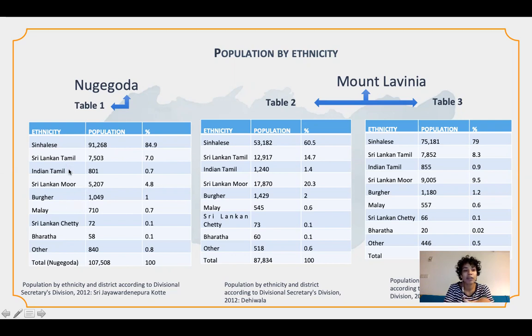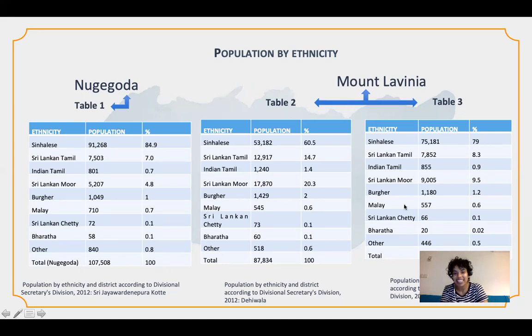And then you have Sri Lankan Moor and Malay communities. They are Sri Lankan Muslims. And then we have the Burgher community. They're actually descendants of the Portuguese and Dutch colonization period. So fun fact, we were colonized by the Portuguese. We were colonized second by the Dutch, and then finally came the British, right? So we have a lot going on there.